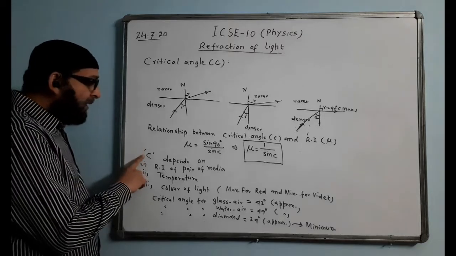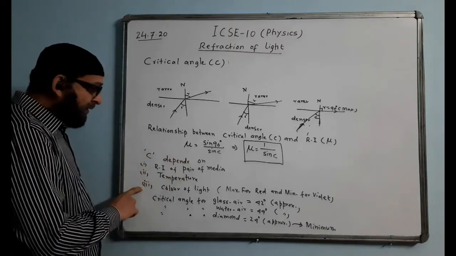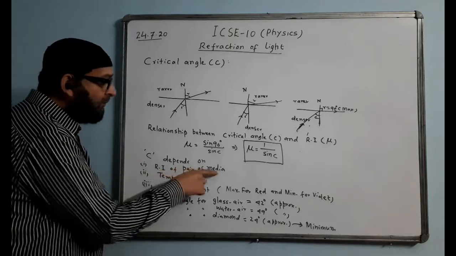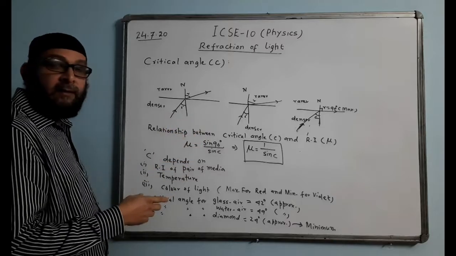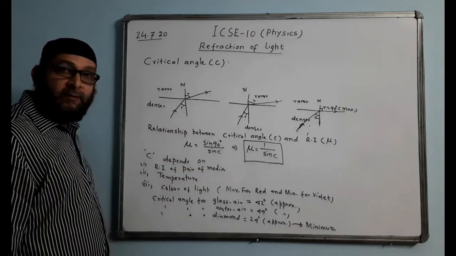Now critical angle C depends on these three factors. First factor is the refractive index of the pair of media. Second factor is temperature, because temperature affects the density. If the density is affected, the refractive index also will get affected.